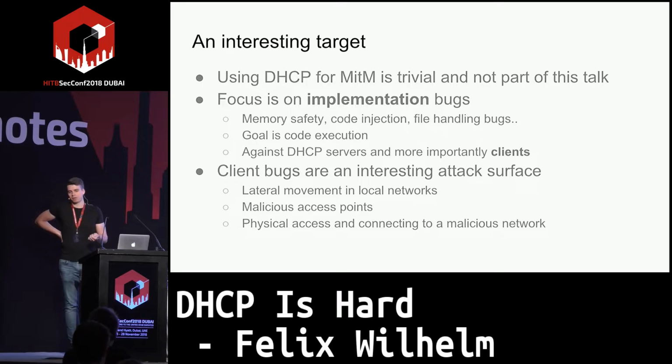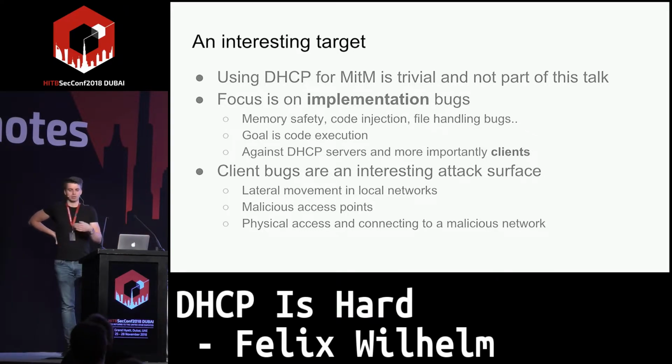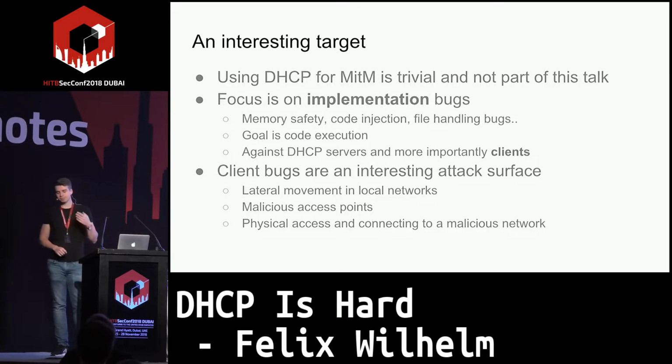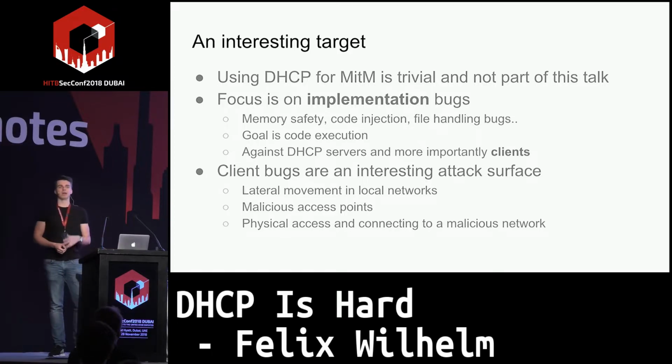Another interesting attack venue are malicious access points. Because every modern operating system will automatically spawn a DHCP client when you join a new Wi-Fi or LAN network, you can easily try to compromise mobile devices like laptops or smartphones just by exploiting a bug in the DHCP client implementation when they join your malicious access point at Starbucks or at an IT security conference. And of course, you can also use them for physical access attacks. If you have a locked laptop and you have a nice DHCP client bug, you can just physically connect it to your malicious network, exploit that bug to unlock the system and gain access.